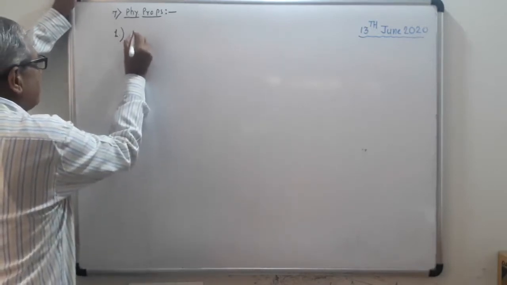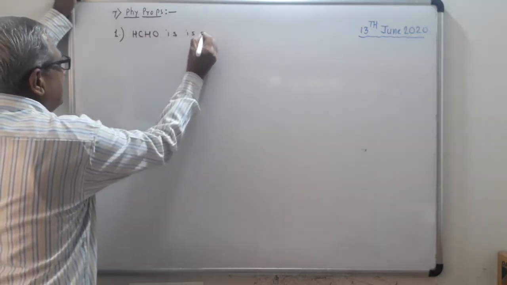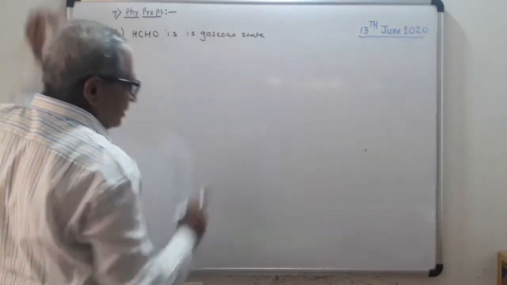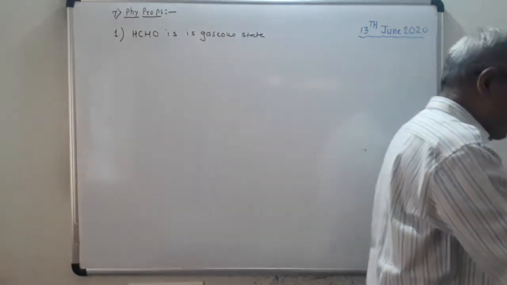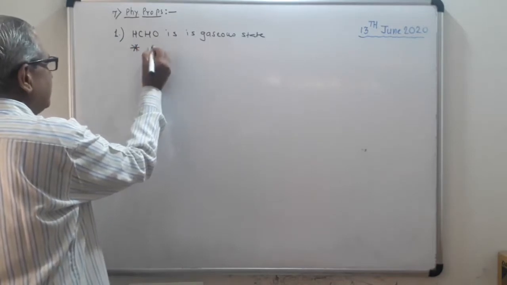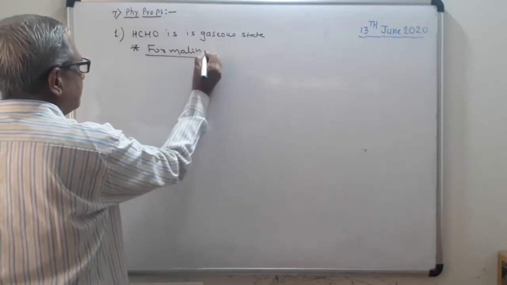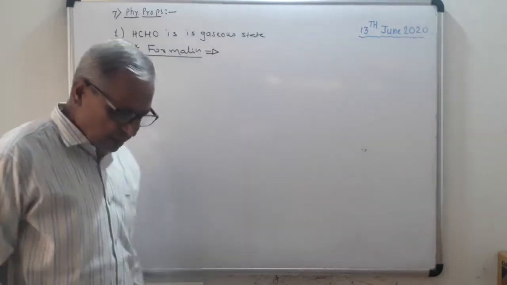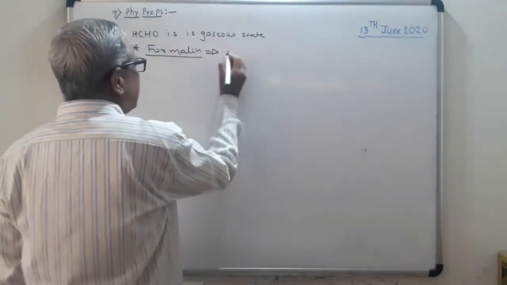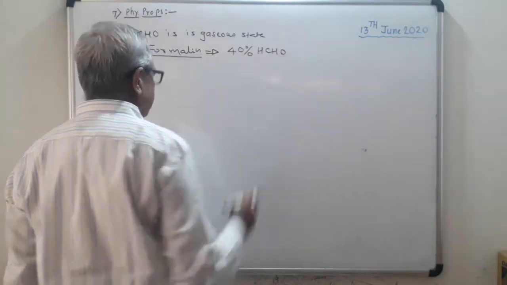First physical property, formaldehyde HCHO is in gaseous state. Pure formaldehyde is in the gaseous state. Remember this one, it is a very important point. One of the important questions is on the formalin. What is a formalin? See here, it is used to store the biological specimen, and formalin is nothing but 40% HCHO, formaldehyde.